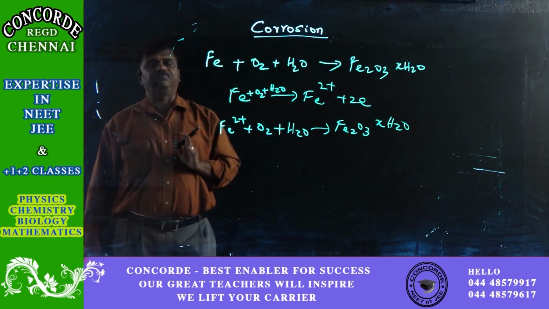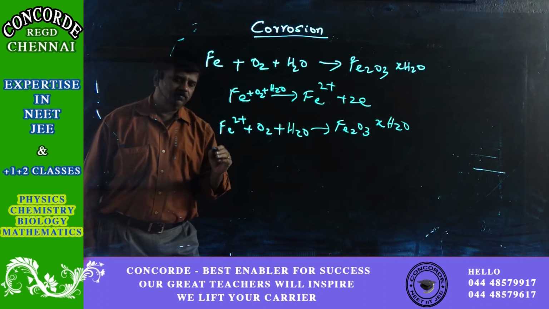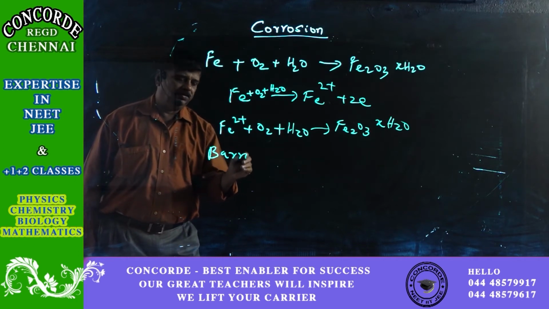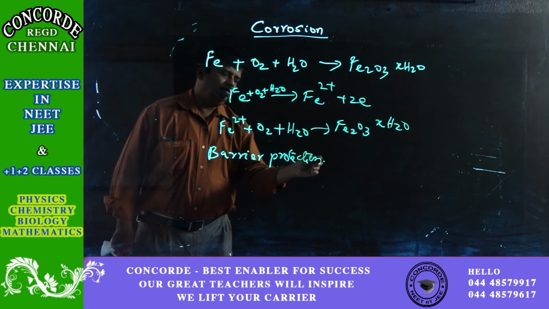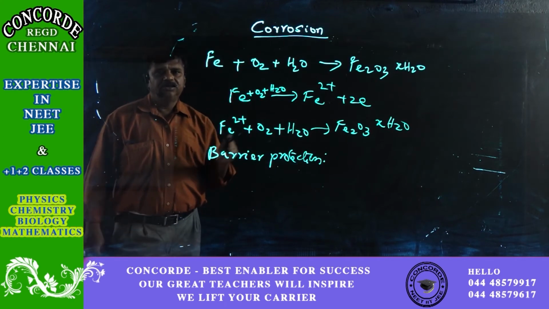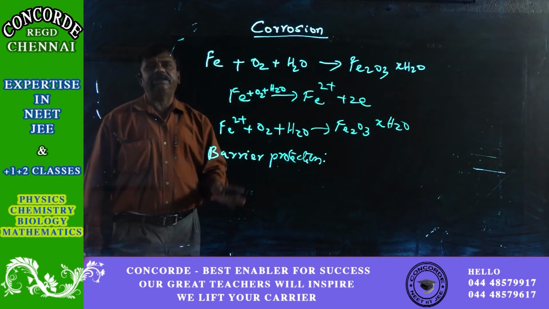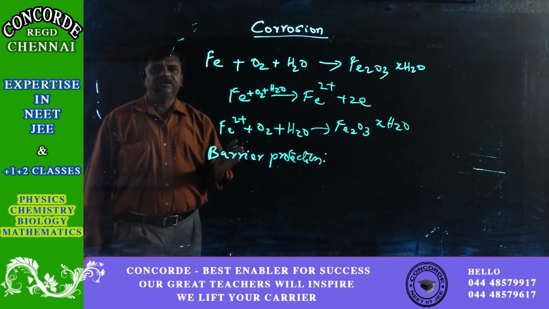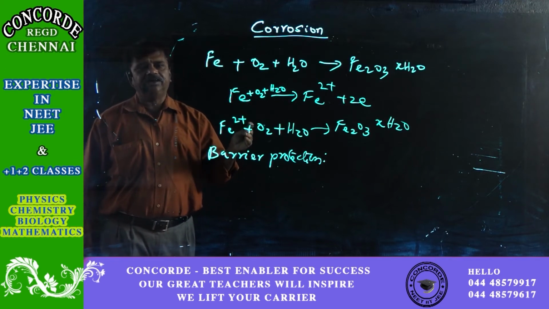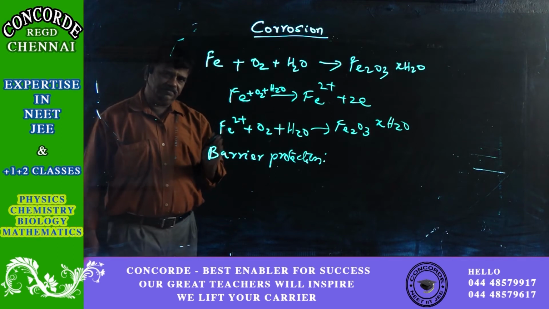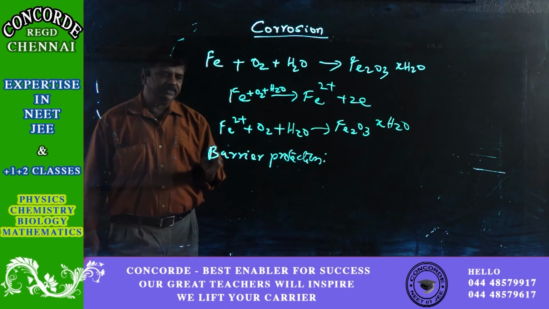To control this formation of rust, you know very well, people generally do barrier protection. What do you mean by barrier protection? Whatever surface is exposed to the atmosphere is painted. You paint the surface, so definitely there is no direct contact of the atmospheric air with the oxygen, with the metal or with the Fe, so that there is no rust formation.